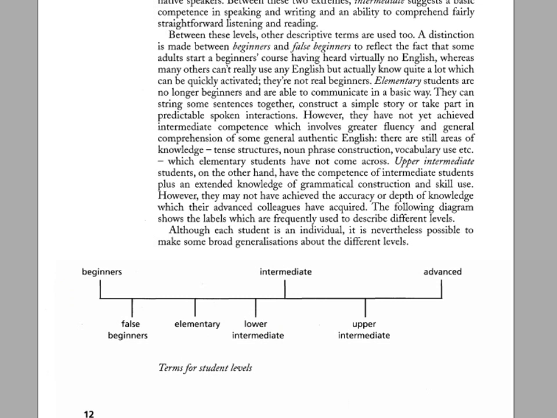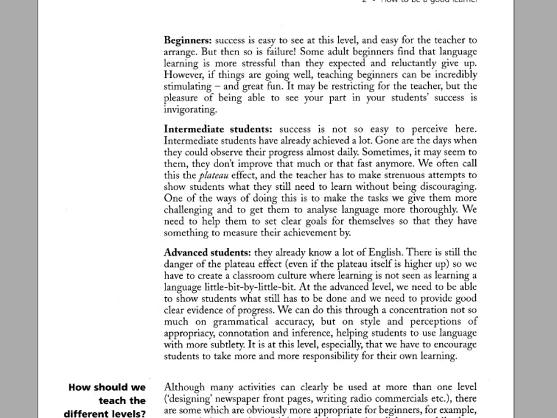So we have 1, 2, 3, 4, 5, 6, 7 levels for students. That's very important for me. And here you can read the 3 levels again, how to deal with them. You can find here the intermediate. Success is not so easy to perceive here.